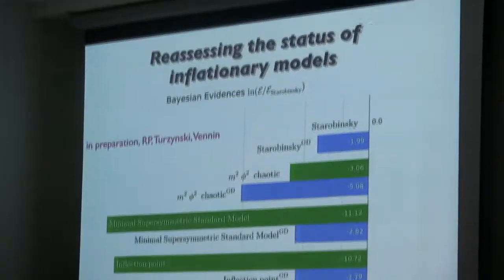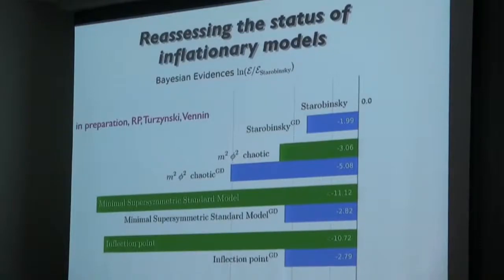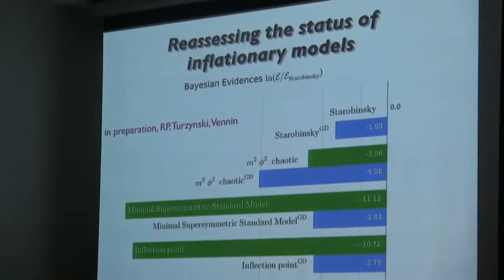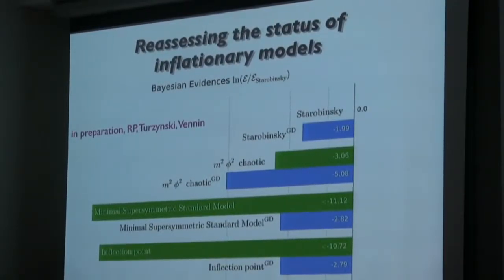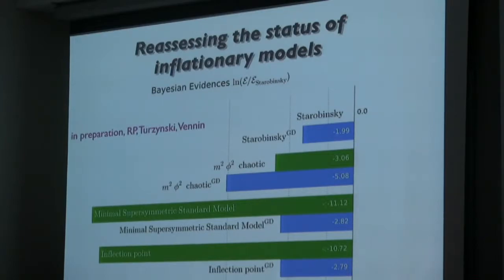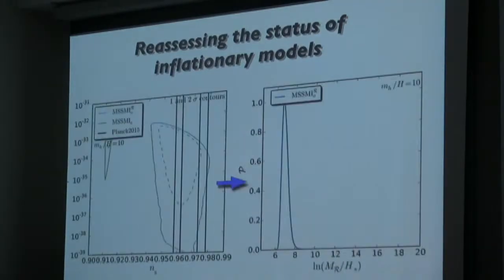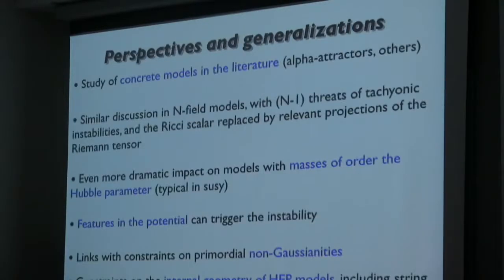And as you see, Starobinsky inflation, which is supposed to be the best model now, is worse. On the contrary, all models from the 90s, like inflection point models, MSSM, which supposedly generate n_s of 0.9, are fairly excluded. Given the mechanism I've shown you on the n_s-r plane, they are moved to the right, and basically they are actually perfectly fine models if you take this into account. So this reshuffles the way you interpret the data, even the current data. If you're interested, I can show you more details.